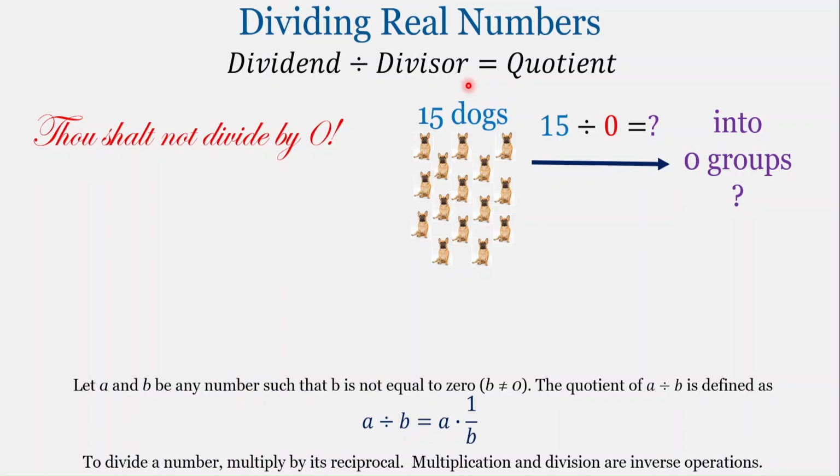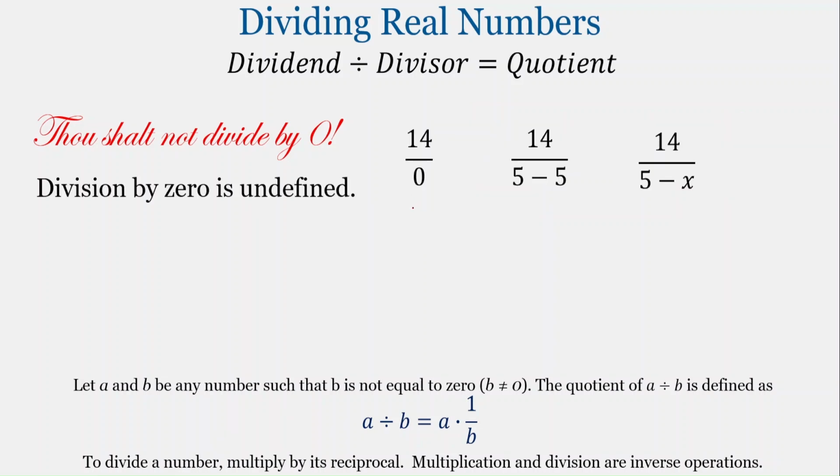A major rule when we're talking about division is that you cannot divide by 0. Thou shalt not divide by 0. Well, what does division by 0 mean? If we did 15 divided by 0, that means we would take these 15 dogs and we'd put them into 0 groups. How do we group something into 0 groups? Division by 0 is what we call undefined. So if we have something like 14 divided by 0, we would say that this is undefined.